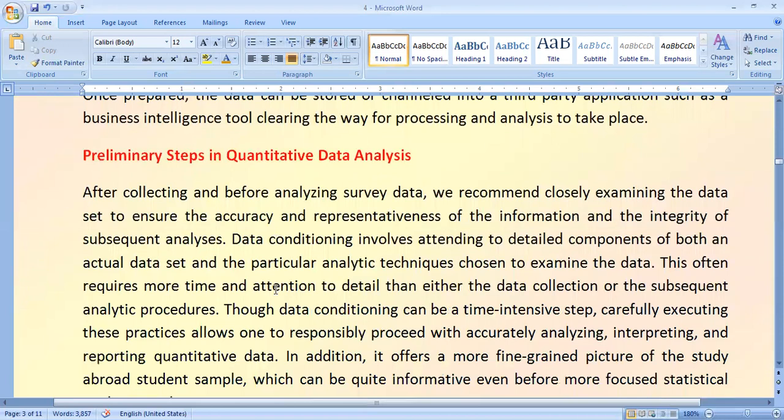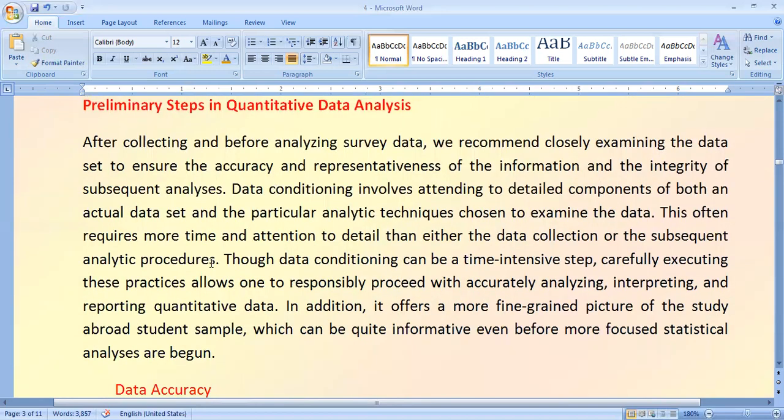Preliminary steps in quantitative data analysis. After collecting and before analyzing survey data, we recommend closely examining the data sets to ensure the accuracy and representativeness of information and the integrity of subsequent analysis.